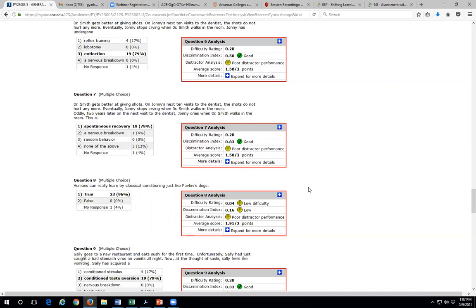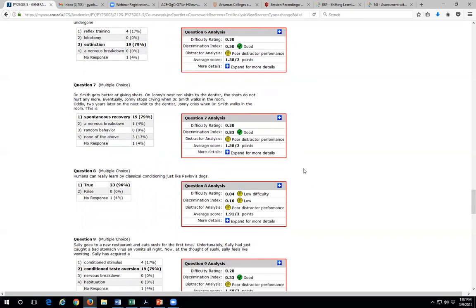Dr. Smith gets better at giving shots, so we're still in the same scenario. On Johnny's next 10 visits to the dentist, the shots do not hurt anymore. Eventually, Johnny stops crying when Dr. Smith walks into the room. Oddly, 2 years later, on the next visit to the dentist, Johnny cries when Dr. Smith walks into the room. This is spontaneous recovery.